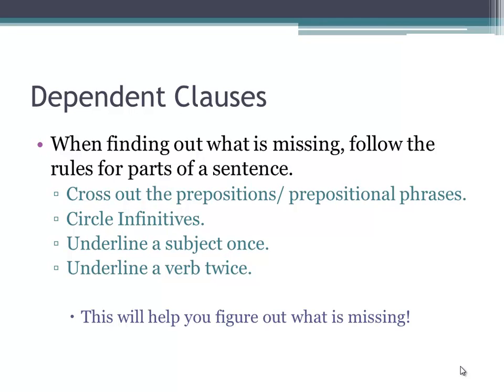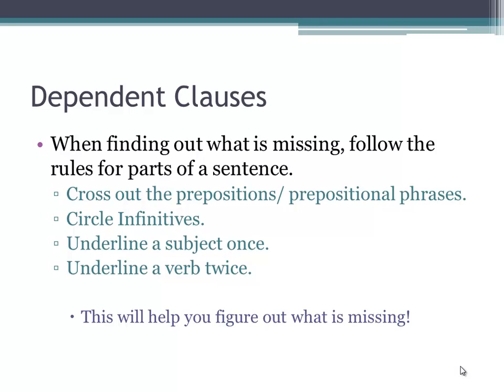So finding different ways in sentences to make sure that we have everything. There are a few rules that maybe you've used in elementary or middle school and things that we can use today. So the first thing that you can use is to cross out the prepositions and the prepositional phrases. So if you cross out prepositions, does anyone remember the rule or little saying that we could use for prepositions?